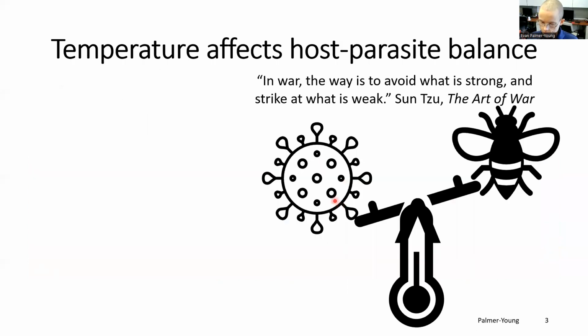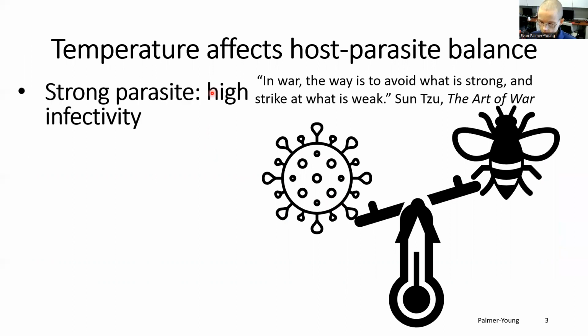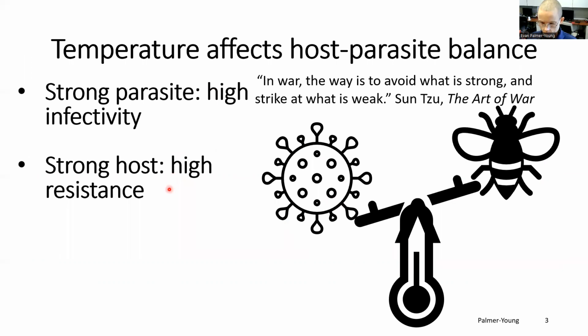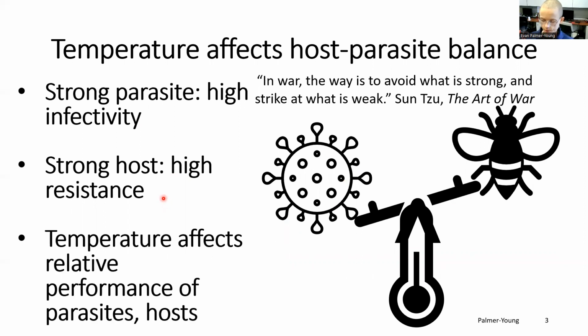The effects of temperature on infection reflect changes in the relative performance of parasites and of hosts. All else being equal, we expect that a strong parasite will be more capable of infection, and a strong host will be better able to resist this infection. Hence, the outcome of infection will reflect a balance between performance of parasites and hosts. So temperature can affect this balance and, as a result, change the outcome of the infection.